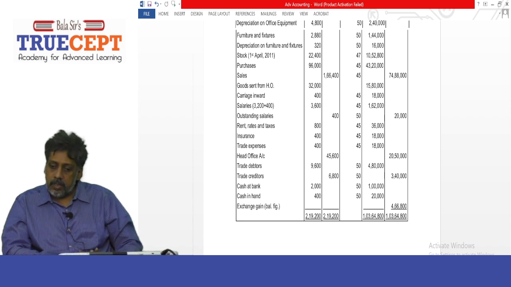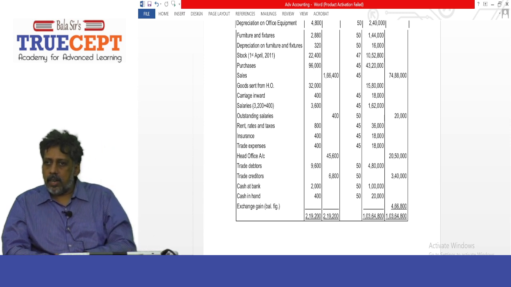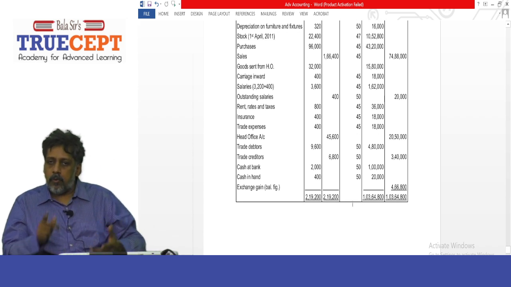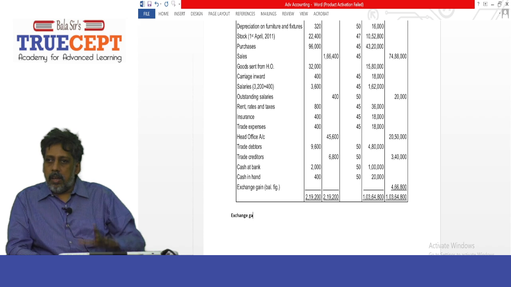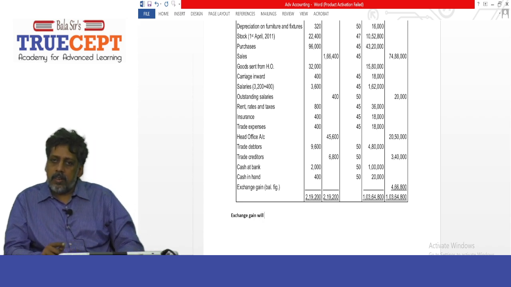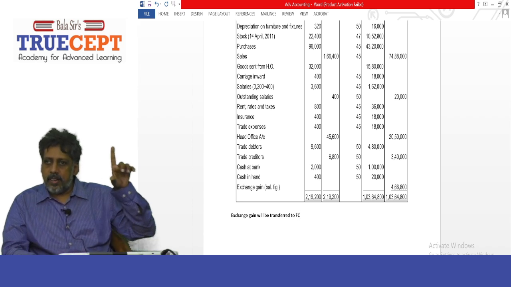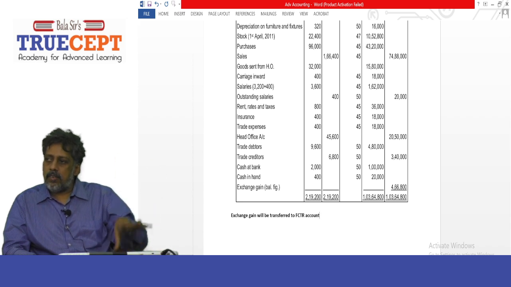What is the exchange gain? Gain is 4,66,800 rupees. They haven't shown this will be taken to FCTR, but please make a note, guys. This amount will be shown as a foreign currency translation reserve. You can write over there exchange gain transferred to foreign currency translation reserve account, FCTR. In the examination, don't write FCTR, you'll be punished. FCTR is only for classroom purpose. In the exam, you write foreign currency translation reserve.